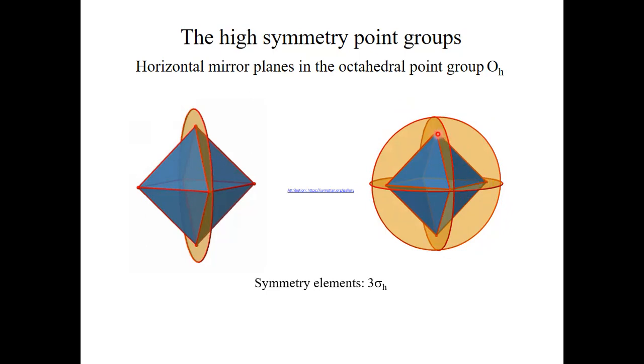So how many symmetry operations are associated with these mirror planes, given that we have 3 sigma h mirror planes? That is pretty straightforward to answer. Can any one of you perhaps do this?